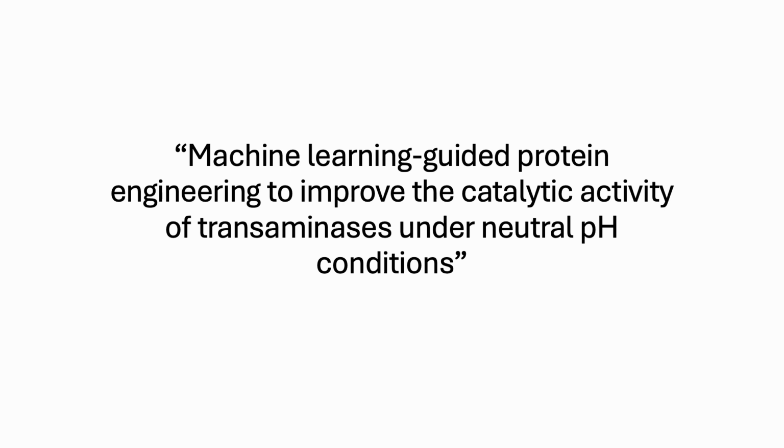Enzymes, as we know, often work best at specific pH values, but industrial and biological settings don't always match those conditions. So this paper explores whether data-driven models can help design enzyme variants that maintain high activity where experiments alone would be expensive and slow.